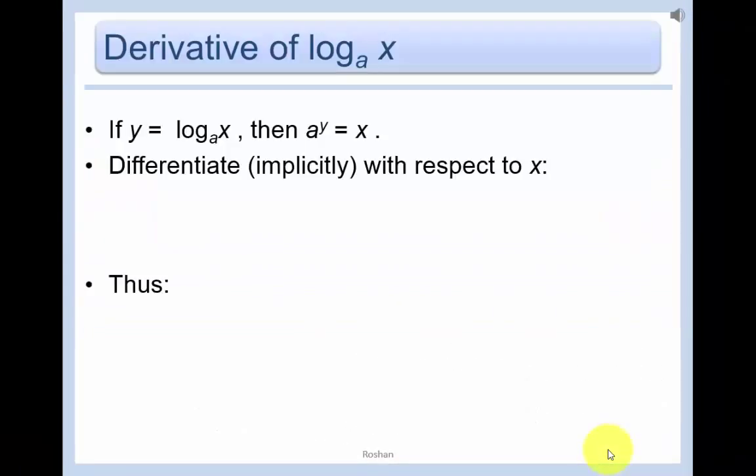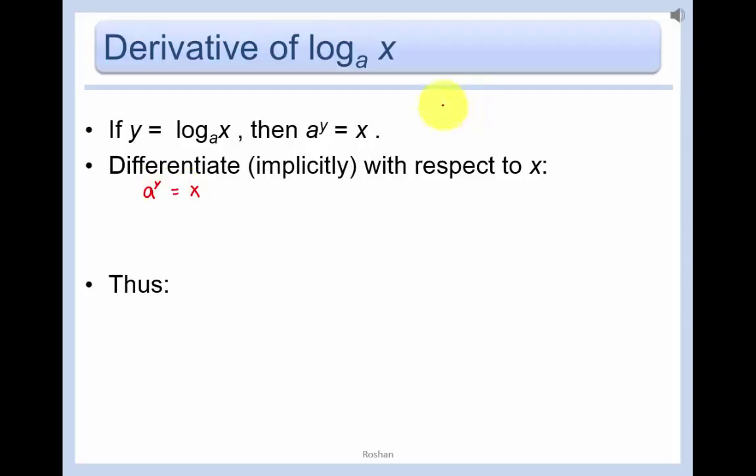Before we get started with taking the derivative of log base a of x, let's do a quick little review of what y equals log base a of x means. Y equals log base a of x is equivalent to a to the y equals x. So these two statements are synonymous. What we want to do now is find the derivative of log base a of x. We are going to start with a to the y equals x, and then take the derivative of each side.